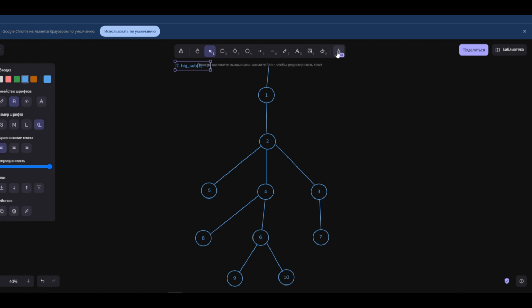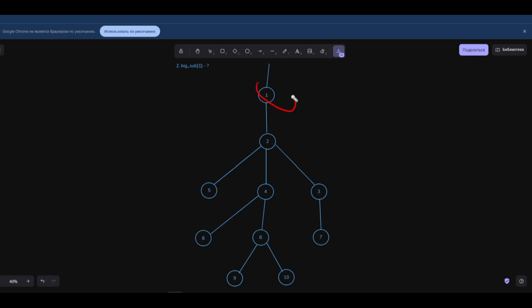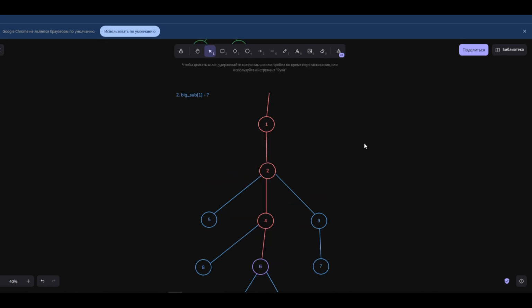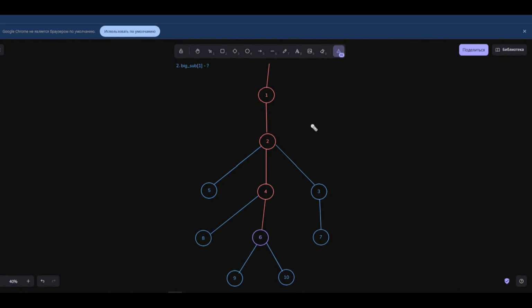We need to choose a path to remove so that we get the maximum number of connectivity components. For example, we choose like this, so everything is removed, and as a result we get the maximum number of connected components. So this question should be answered by big sub. Which vertex should we choose to start from in order to reach 1? We remove all these paths and get the maximum number of connectivity components, which is 6. We color the 6 and remove it, and we get the connectivity components 1, 2, 3, 4, 5.